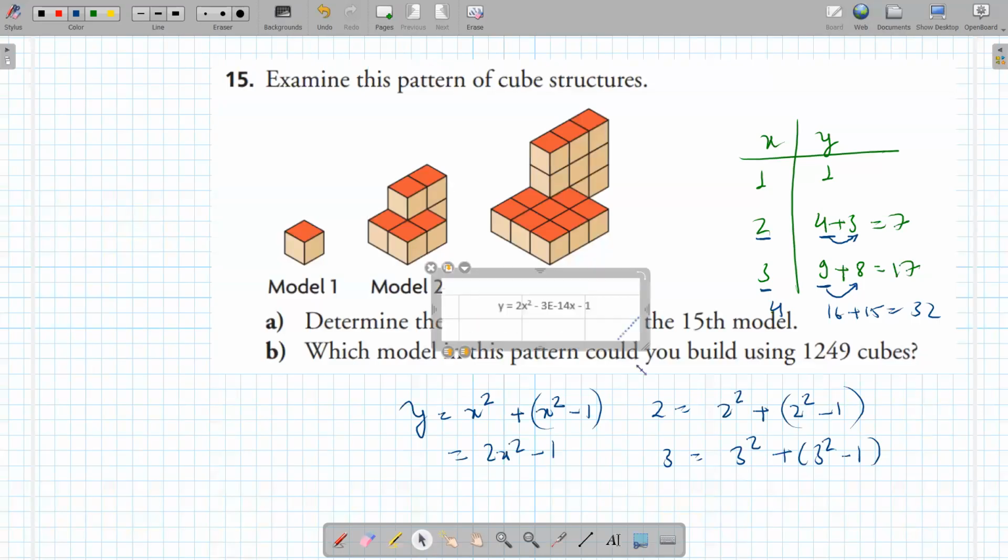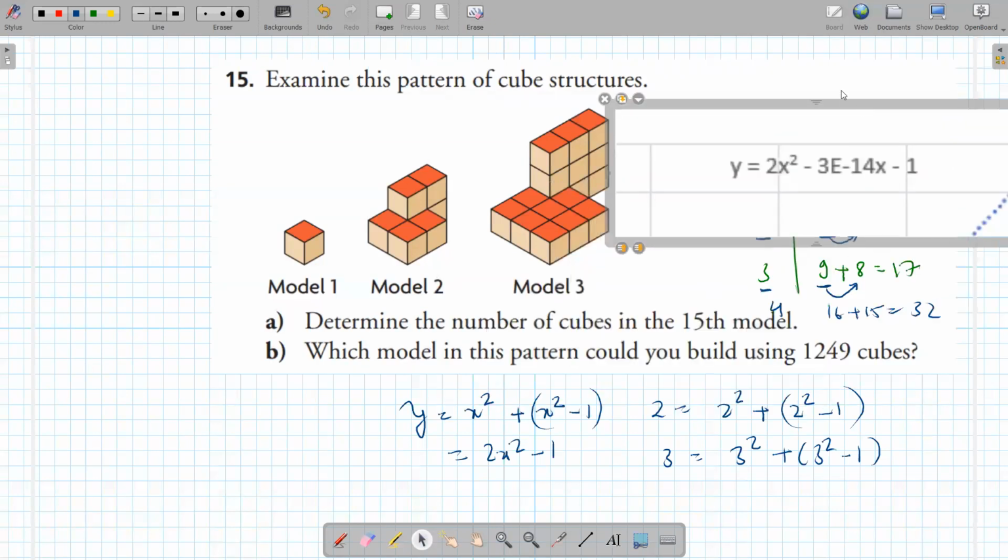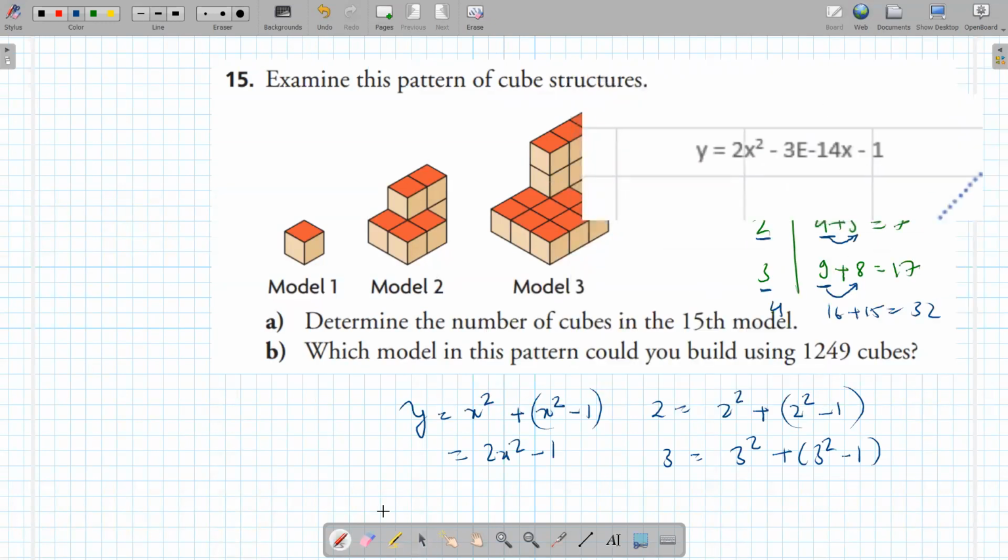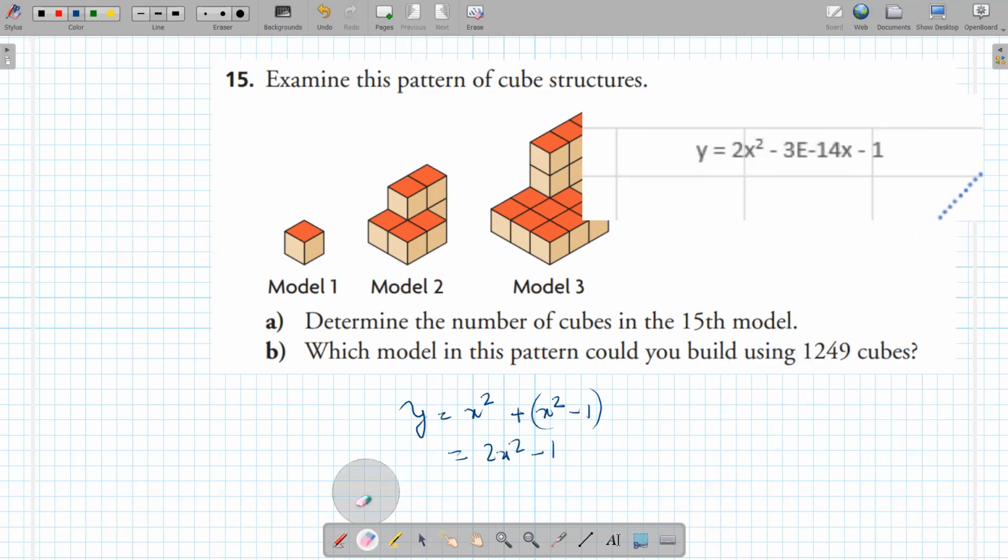Again, you see the 3e minus 14 thing? It always does this, but you can completely ignore that because that's a very, very small number. It's like 0.14 zeros and then a 3. And then we get the same answer. So that's the answer to part A, okay? Oh, no, actually, for part A, we just need to plug 15 in there. Number of cubes, 15th model, it's going to be 2 times 15 squared minus 1. 225 is 15 squared, times 2 is 450, minus 1. 449 is the answer to part A.